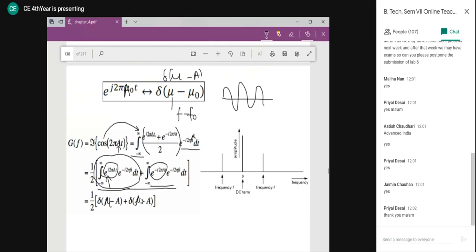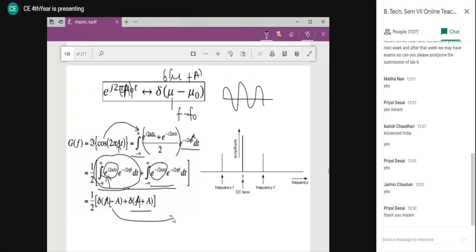Here, if it is a minus case, you can consider it as a negative frequency a. So you can write it here as plus a: mu minus minus a, that is mu plus a. So that is what I have.